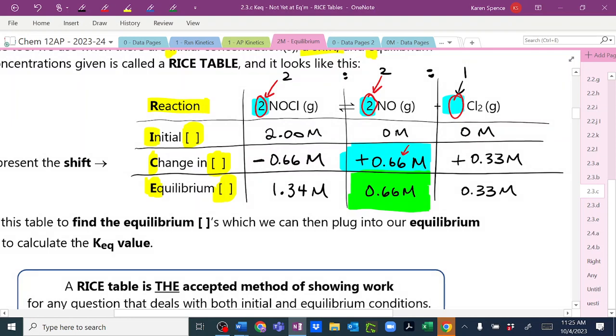And now, guess what? You have equilibrium concentrations. Do you know how to find a KEQ if you have equilibrium concentrations? Yes, you do, so do it.